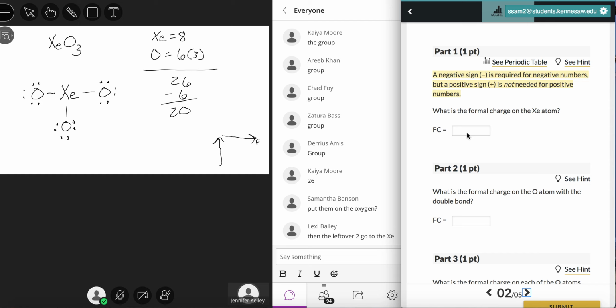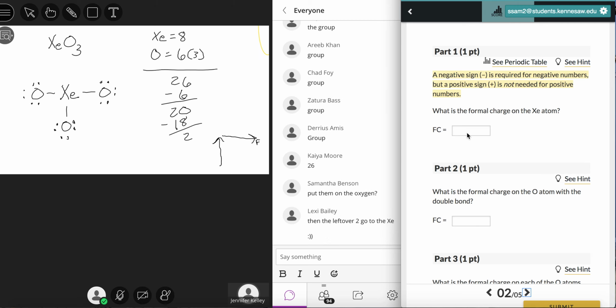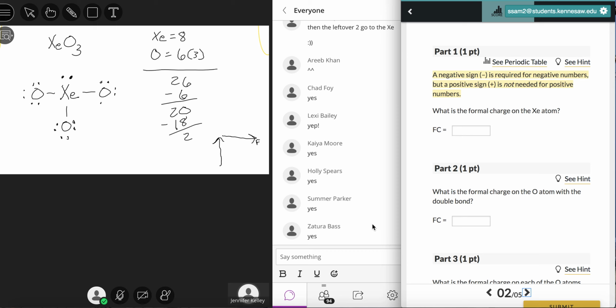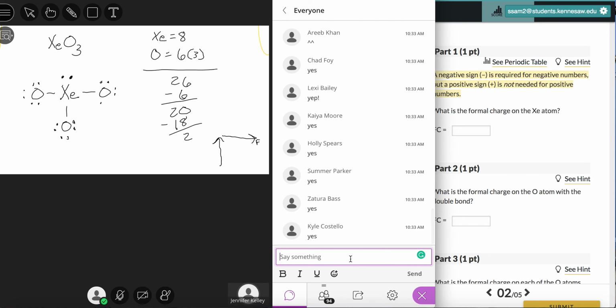Okay, so that's 18. Oh, you're quicker than I am. Yeah, I hadn't even got to that question yet, but that's exactly what I was going to ask next. So when we calculate this, we notice we've got 2 left over. So just like Lexi said, those 2 leftovers go in the middle. All right. So now we're going to check and see if xenon has an octet in this structure. Does xenon have an octet? Yes.